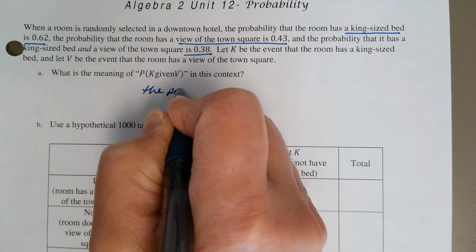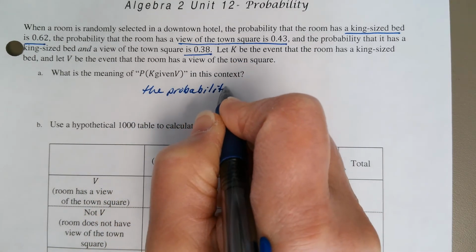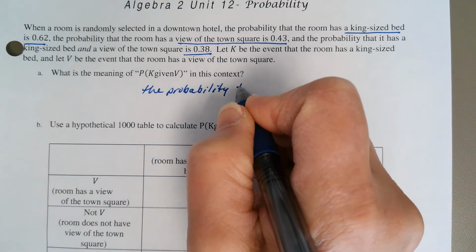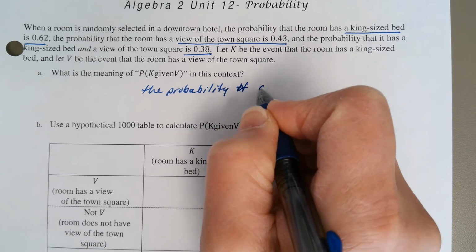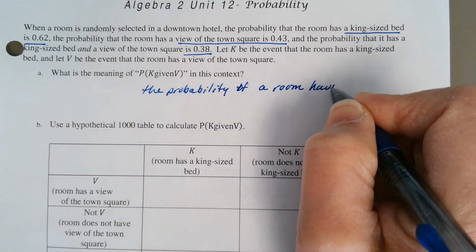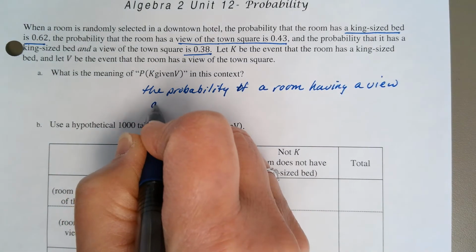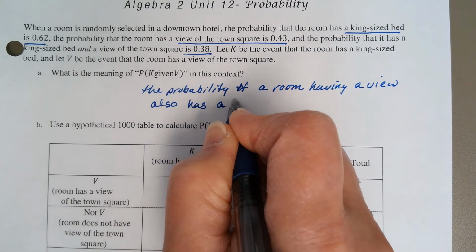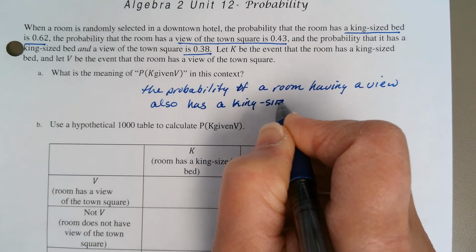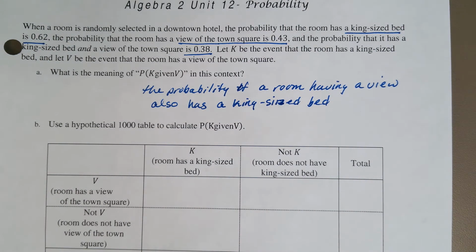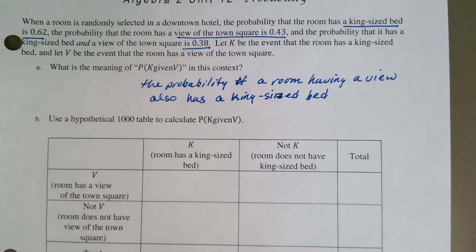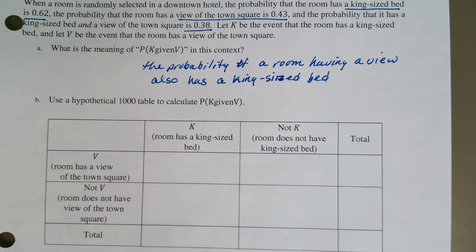So it's the probability of a room having a view also has a king-size bed. So given that we have a room that has a view, what's the probability it has a king-size bed? So use a hypothetical 1000 table to calculate the probability of king-size bed given view.